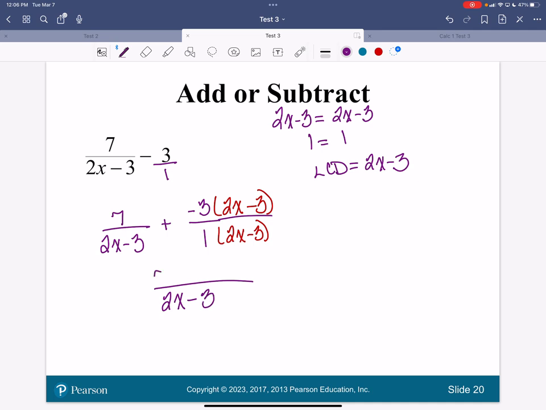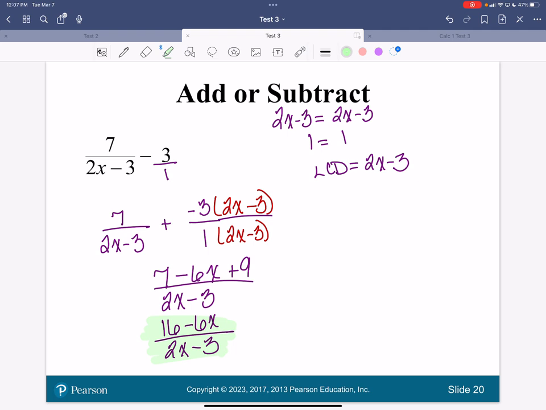Okay? I have 7, negative 3 times 2x is going to be minus 6x. Negative 3 times negative 3 is going to be positive 9. So my answer to this is going to be 16 minus 6x over 2x minus 3. Now, it's always a good idea to pause right there and see if you can factor that to where it will help. You could take a 2 out of the numerator, but it doesn't get me anywhere. Okay, so just pause and see if factoring gets you anywhere.